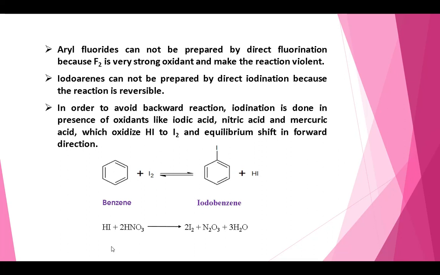For example, if you are doing iodination as shown in the reaction by direct halogenation, though the reaction is reversible, equilibrium may shift in backward direction. That's why as soon as HI is formed, it will react with oxidant, which oxidizes HI to I2 and equilibrium shifts in forward direction.